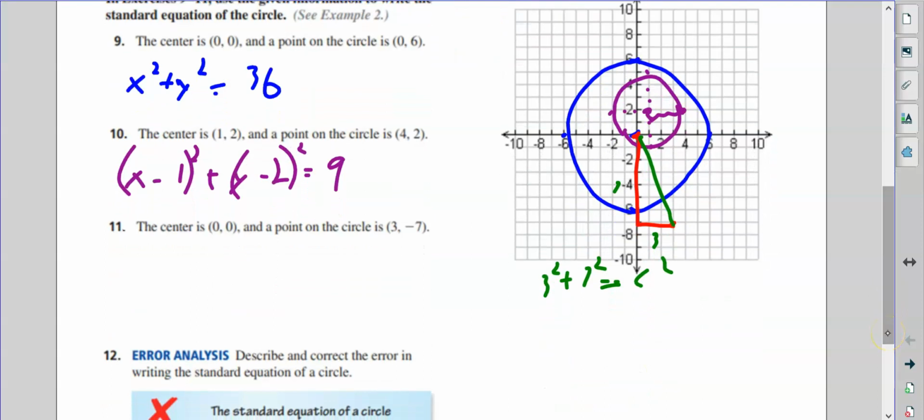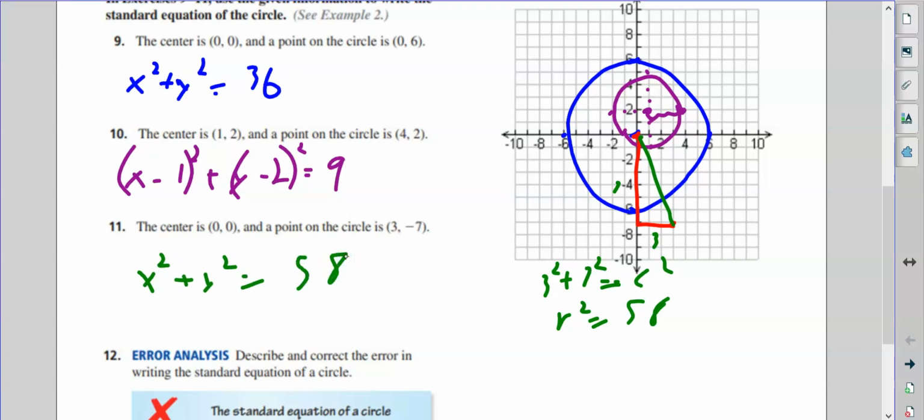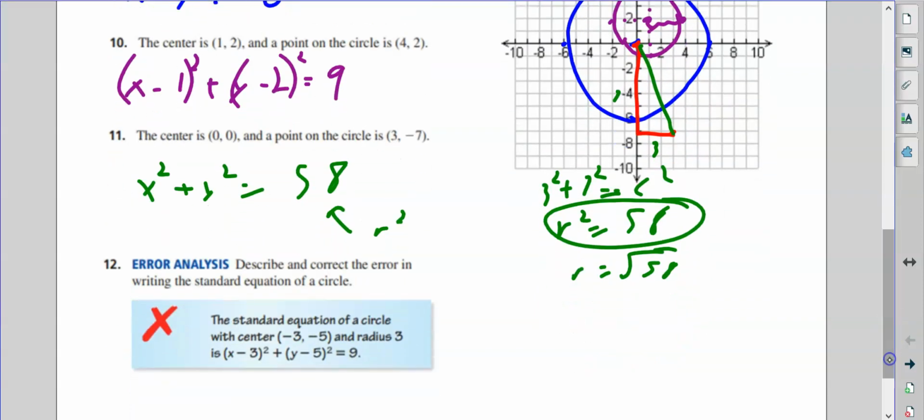This is a tricky one. So that gives me r squared equals 58. We don't have to bother taking the square root of it because we want r squared to be that number on the other side of the equation. So this is going to be x squared plus y squared equals 58. Because remember, square root of 58 is r. But this right here is r squared. So we can save ourselves a step. So it's actually easier than it looks.